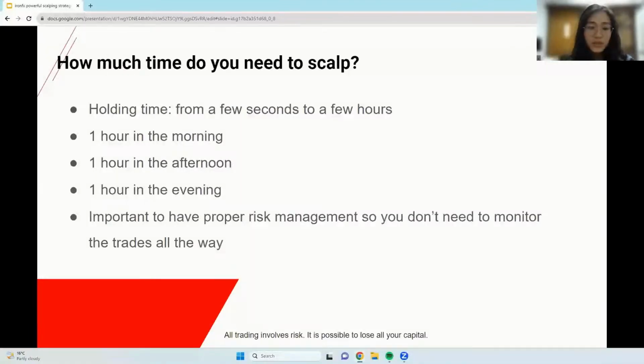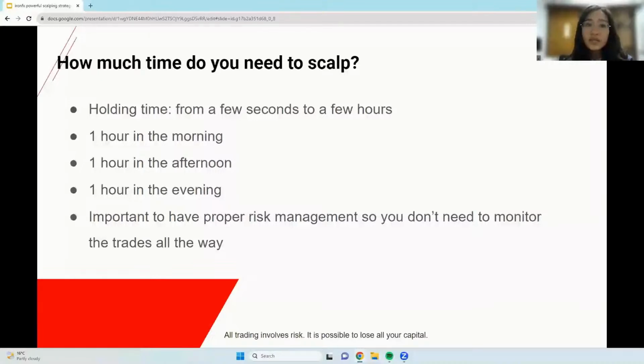Okay, so how much time do you need to scalp? Time commitment wise, you basically have to find the trade and set the trade management. We'll talk a little bit about stop loss techniques and stuff like that later on. But that's basically all you need to do. Set the trade, make sure that your risk management strategies are intact, and that's it, you're done. And then you just have to review it every few hours. The holding time is typically from a few seconds to a few hours, depending on your own strategy.